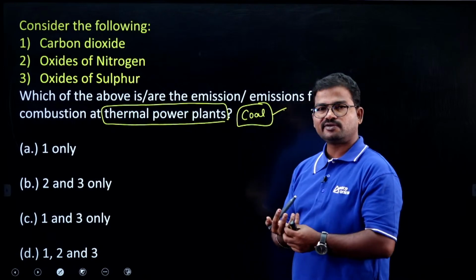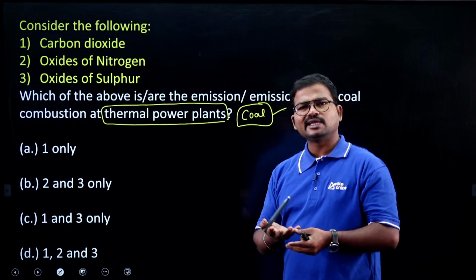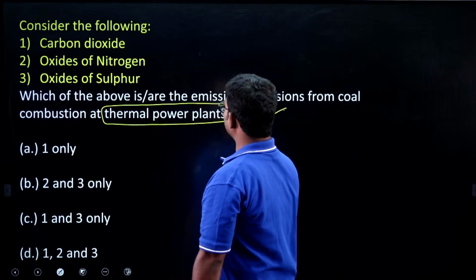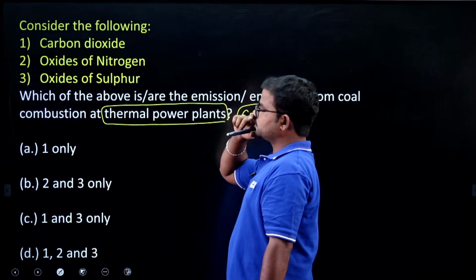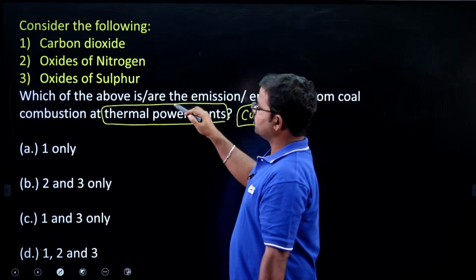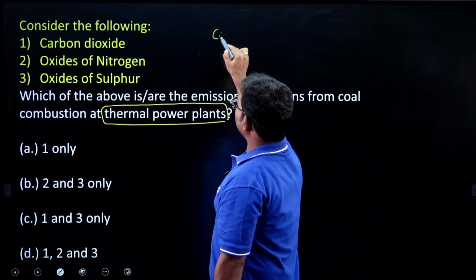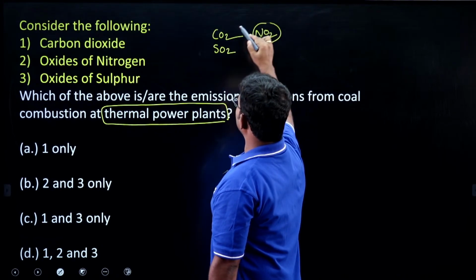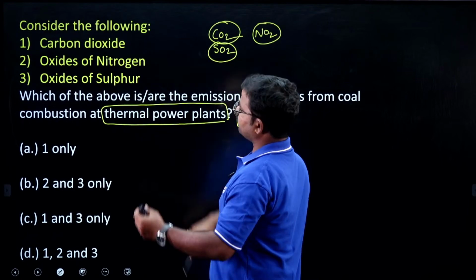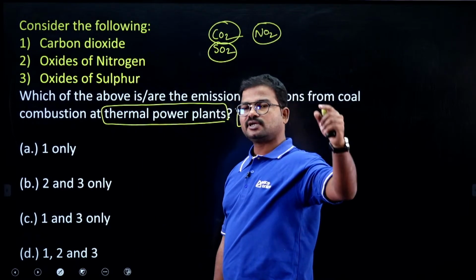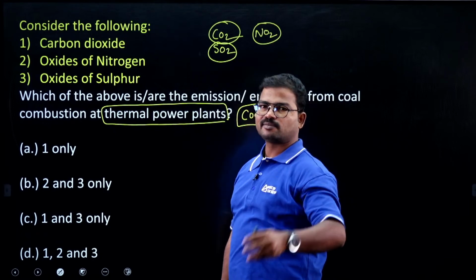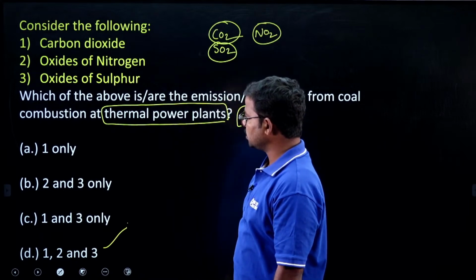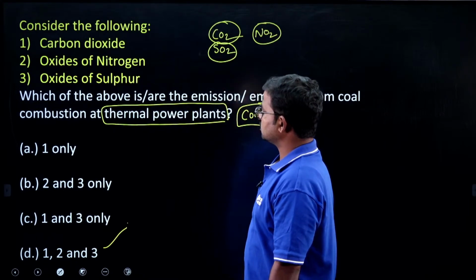What kind of coal is majorly used in India? Mostly we use lignite-type derivatives. If you are using coal, what kind of emissions can we expect from these thermal industries? We can get carbon dioxide, nitrogen dioxide, and sulfur dioxide. These three gases are majorly emitted from thermal power plants. So that's why we have to consider option D as the right answer: 1, 2, and 3. These three are the correct options here.